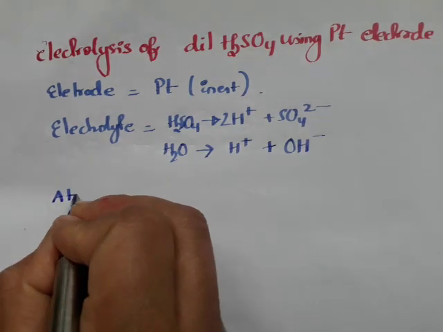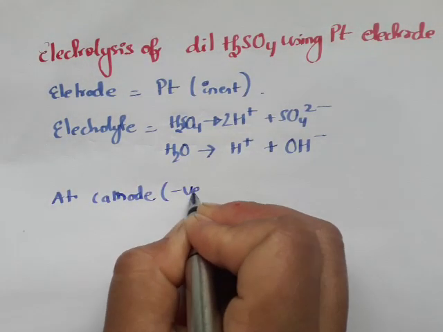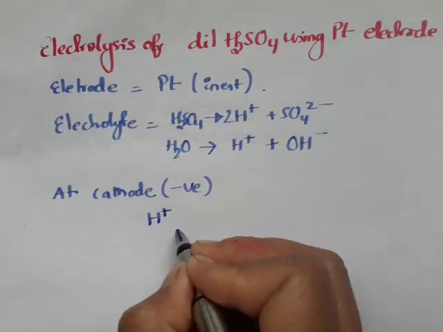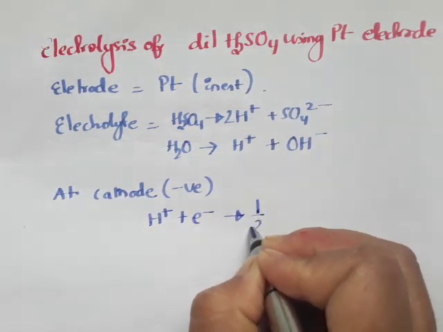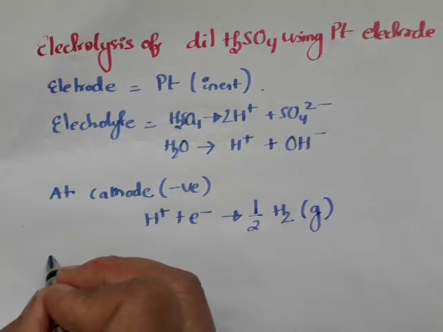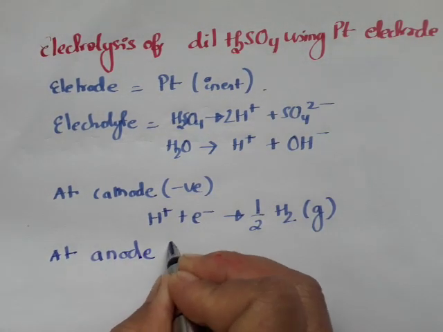Now at cathode, which is your negative electrode. Now both is your what? Hydrogen ion, no problem. So hydrogen ion will get reduced. So hydrogen ion after gaining electron will get reduced to hydrogen molecule, which is a gas. Okay. Now at anode, now there are two different ions, right?